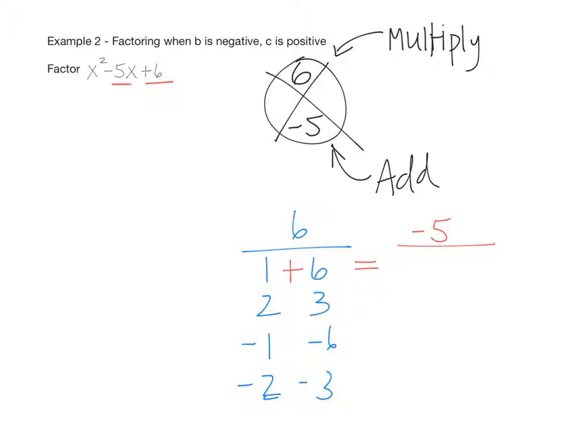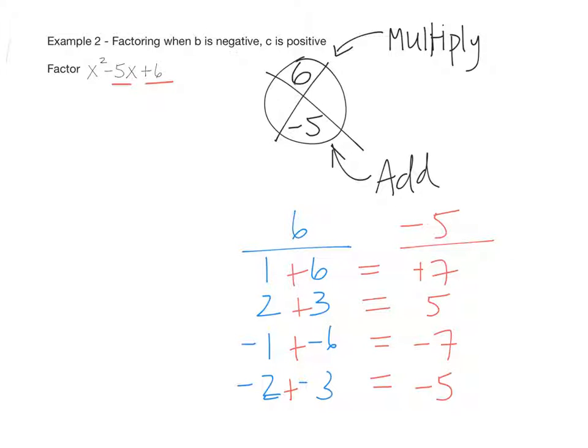Well, it's not 6 and 1. It's not 2 and 3. It's not -1 and -6. So our last combination must be it. -2 plus -3, perfect. That gives us our -5. This means -2 and -3 are the factors that we're looking for. So we can go ahead and fill them in our railroad crossing sign.